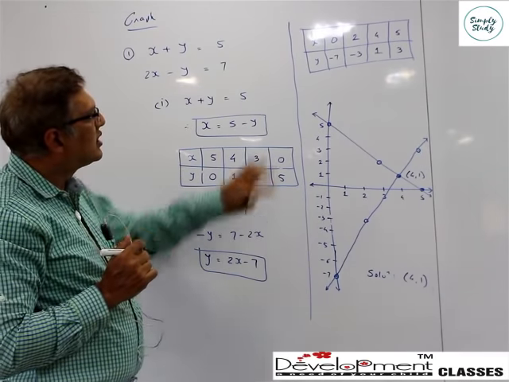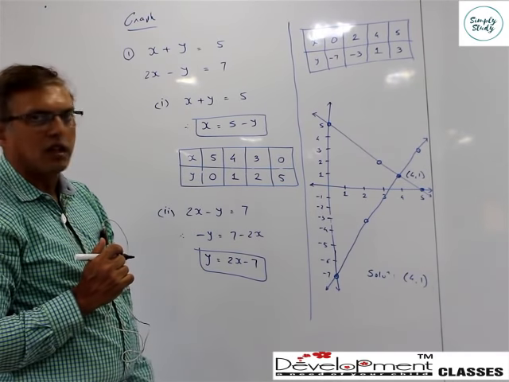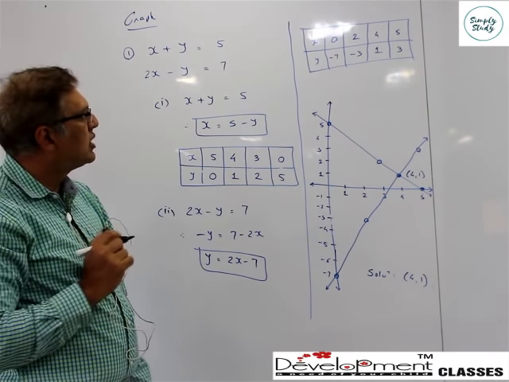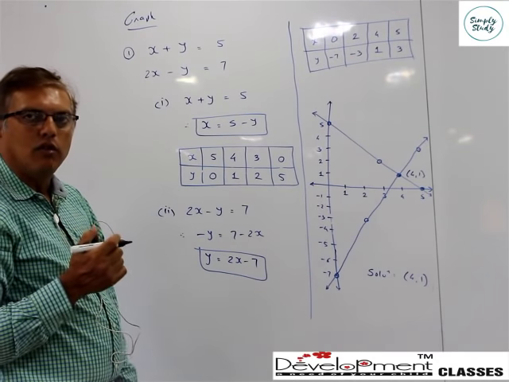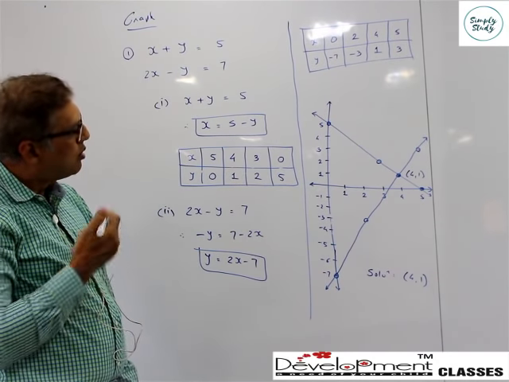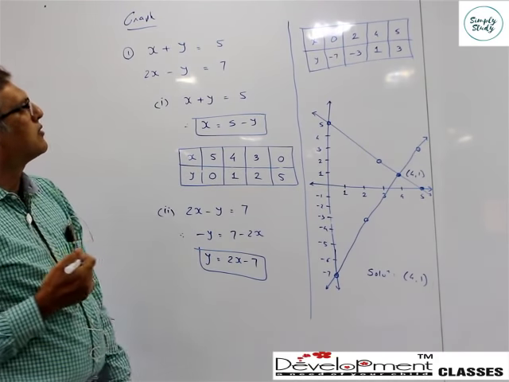Right. So friends, this is the way you can go ahead with the graphical method. I'll explain one more sum with the graphical method, and then I will give you some sums to try. So we'll switch over to the second sum afterwards.